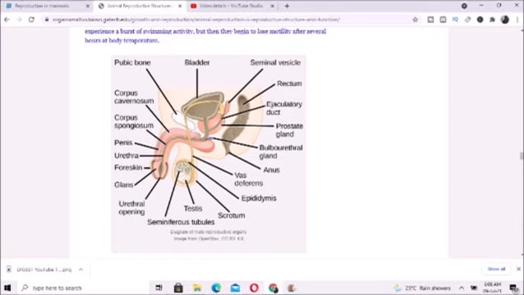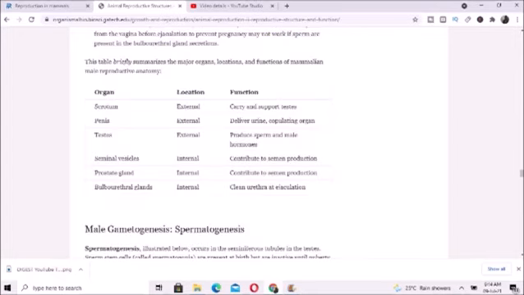The table below briefly summarizes the major organs, locations, and functions of the mammalian male reproductive anatomy. The first organ is the scrotum, located externally. It carries and supports the testes. Then we have the penis. It's also located external to the body. It delivers urine, and it's the copulating organ. Then we have the testis.